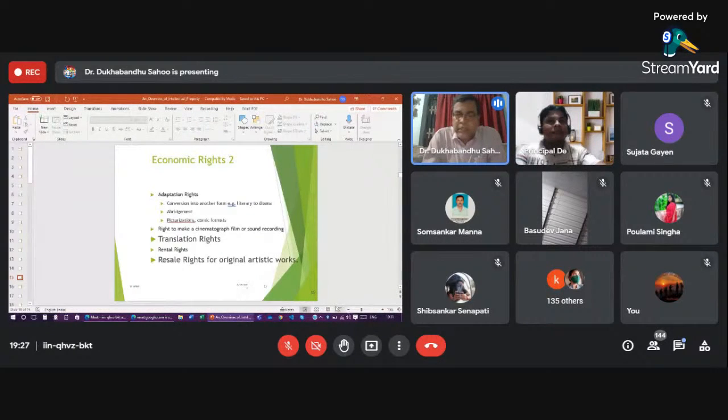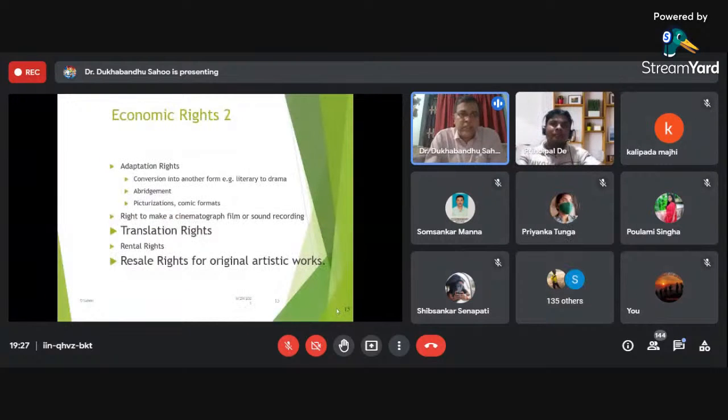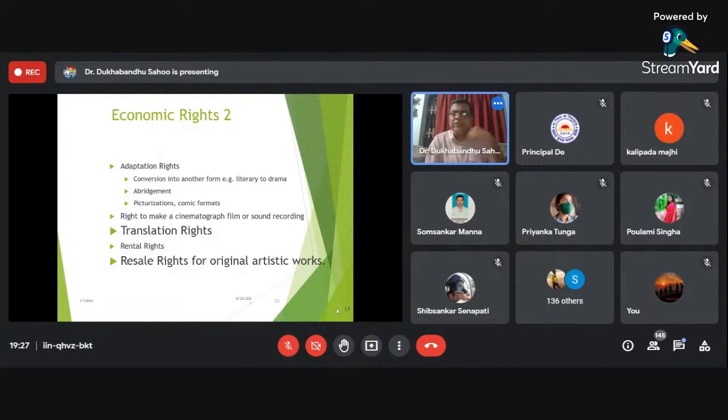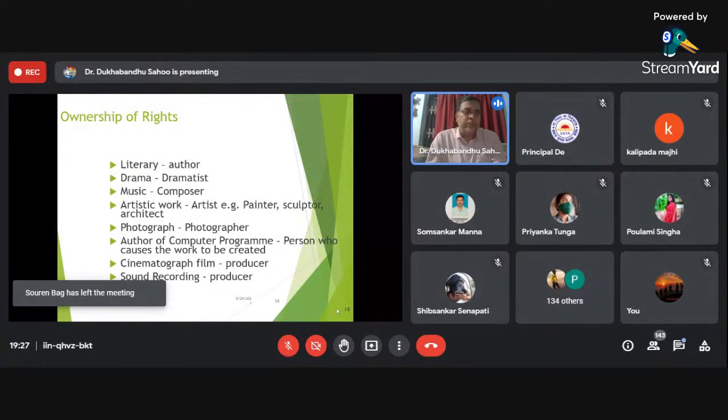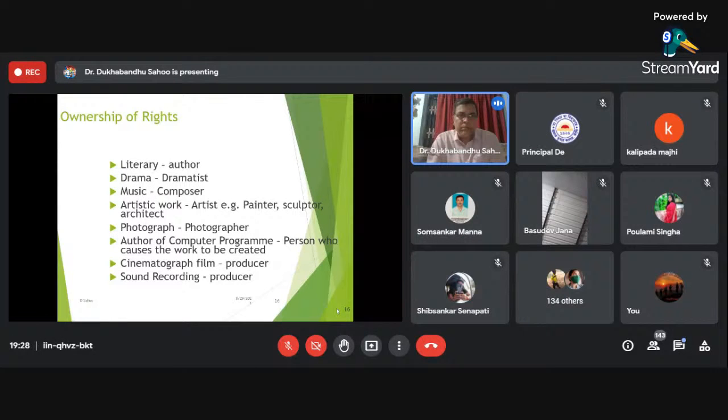So that economic right actually includes adaptation and translation, if I want to translate it into a different form, or rental right, if you want to give something to somebody on rent. All these things are clear. Remember, a creation, in addition to the moral or ethical right, also gives an economic right to the creator to generate revenue from his intellectual property or intellectual creation. So ownership of right lies literally with the author, dramatist, music composer, and photographer.